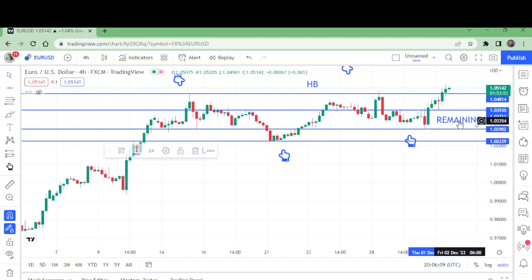And gold is also bullish and has broken to the upward. I will try my best to analyze. I have analyzed, but I will try my best to make that video also.